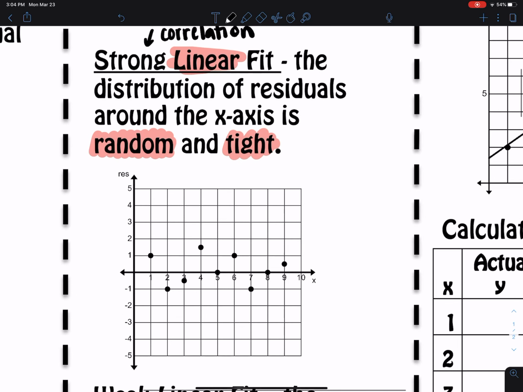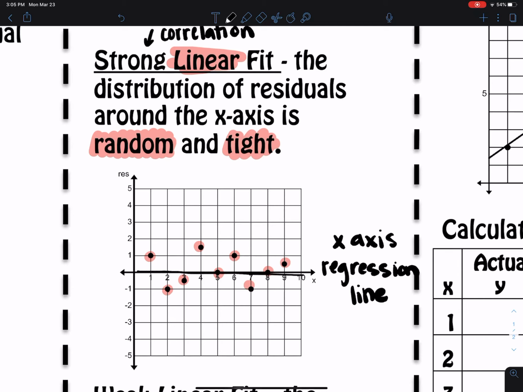So if we look at this graph down here, the points right here, they aren't very far away from the x-axis. That's what this is saying is this is our regression line. That's the x-axis. And then we're taking our points, and it's kind of like just putting them on there like this is the regression line. And it's telling us how far off of the line it is.